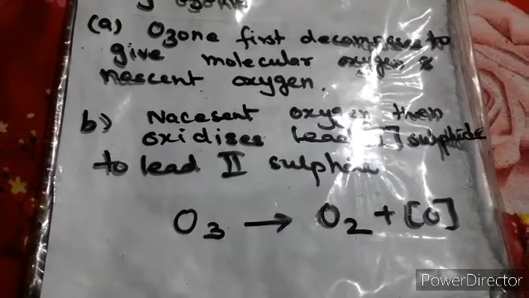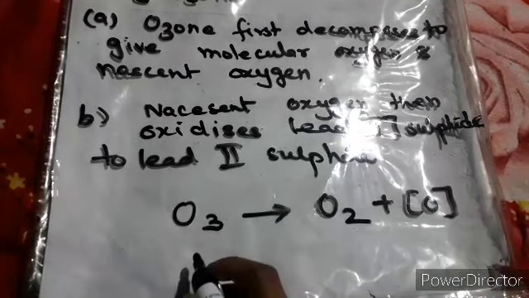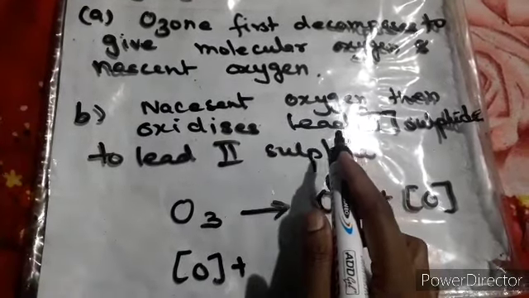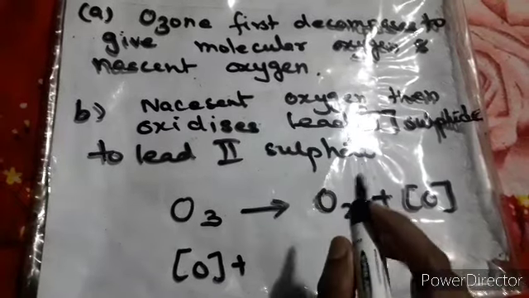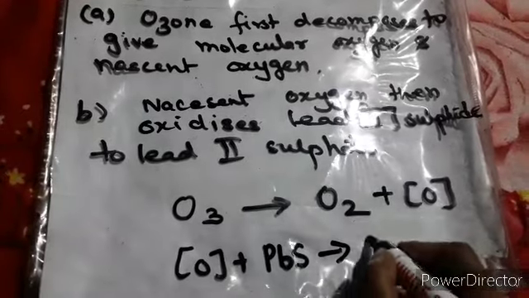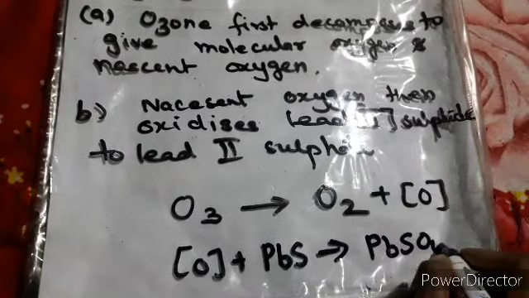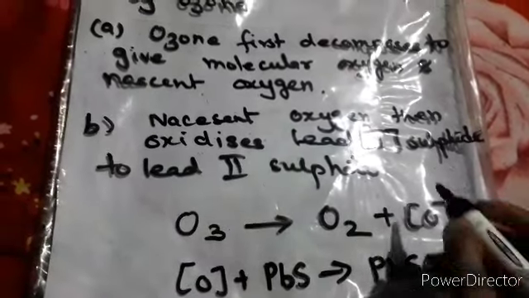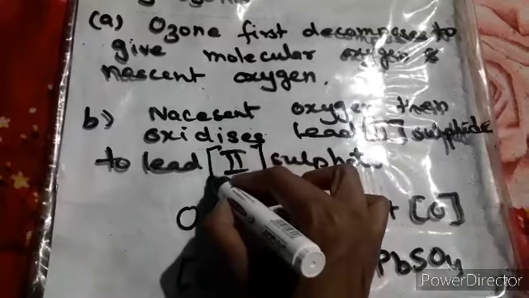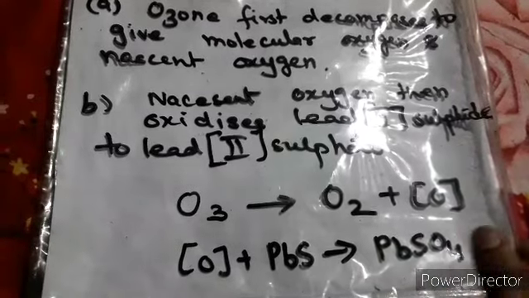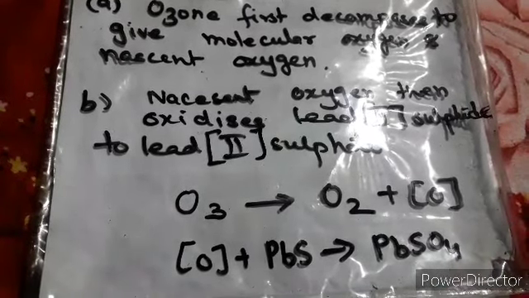So this way you can see how this happens, and then the next step is that this nascent oxygen further reacts with or oxidizes the lead sulfide. You should know now how to make the formula of lead sulfide: PbS. What does it give you? It gives you PbSO4, lead 2 sulfate. So this way you can see how this is happening, and please put the nascent oxygen in square brackets so that it is correct. So these 2 reactions or equations we have got, but they are unbalanced, so we have to see how to balance them.